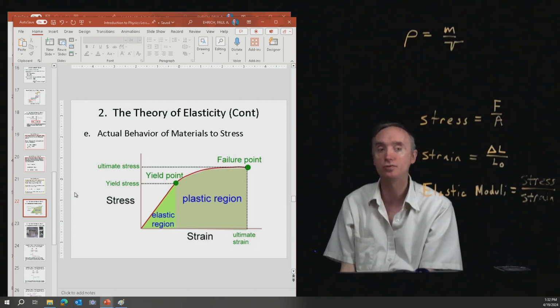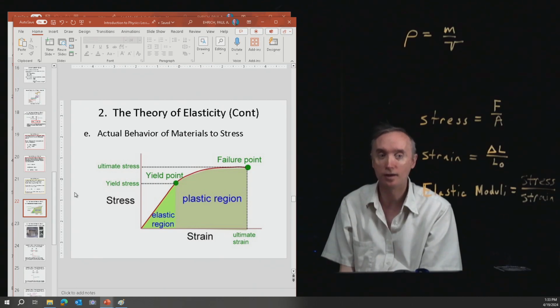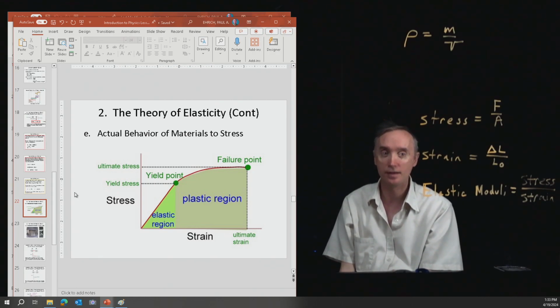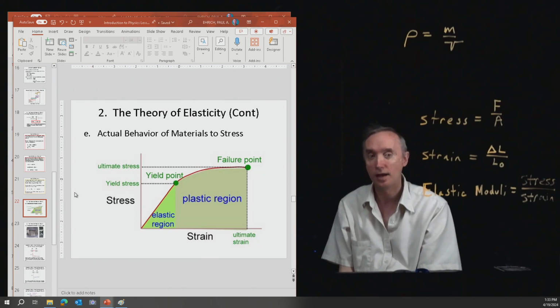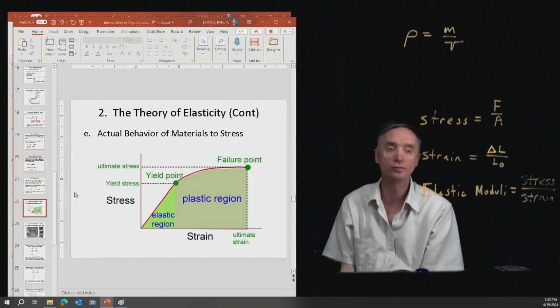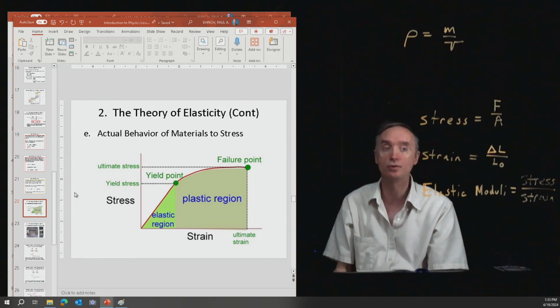So again, if you put too much stress on an object, it will start to behave plastically, and it does not return back to its original shape after you remove the stress. Now there is an ultimate stress that you can apply to an object, and if you apply anything more than that, it's going to break. We could do it with a rubber band again. If we put too much weight on a rubber band, eventually it is going to break. And that's going to be the failure point.